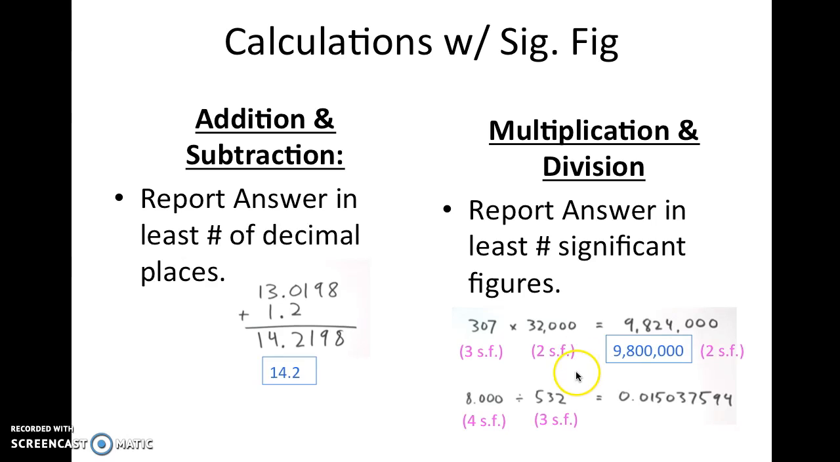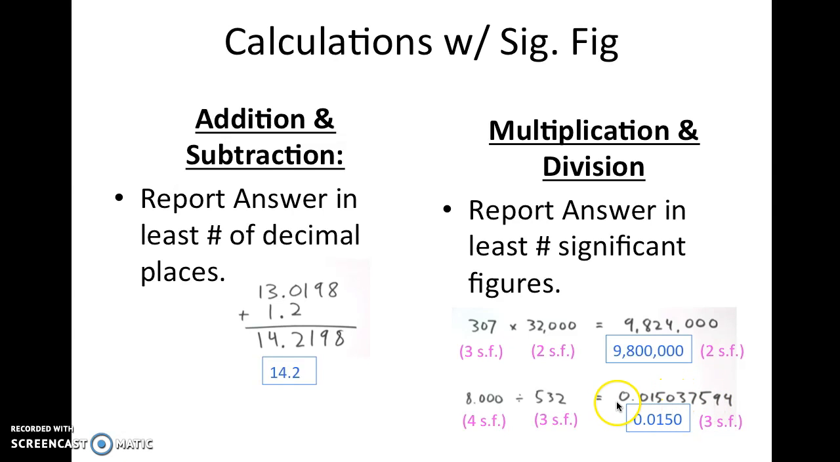And so when we report our answer, we want to report it in the least number of significant figures, which in this case is 3. And this is the complete quotient, but we are only reporting it to 3 sig figs. So we're going to cut it off here.